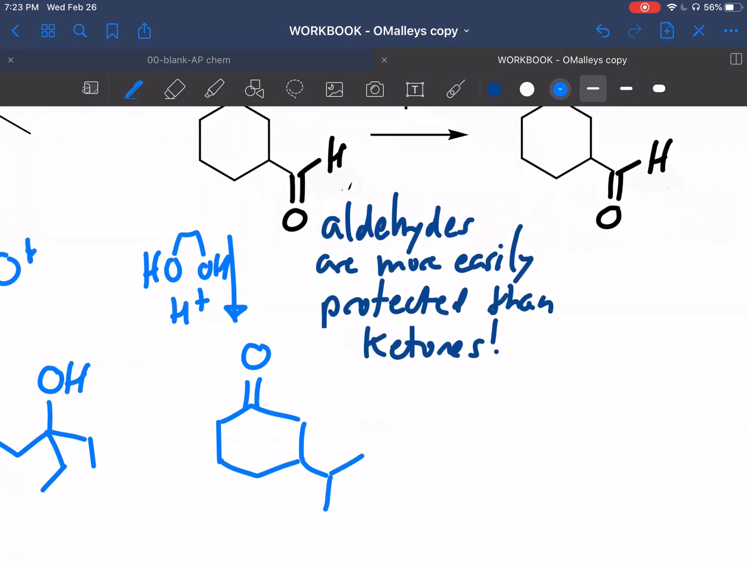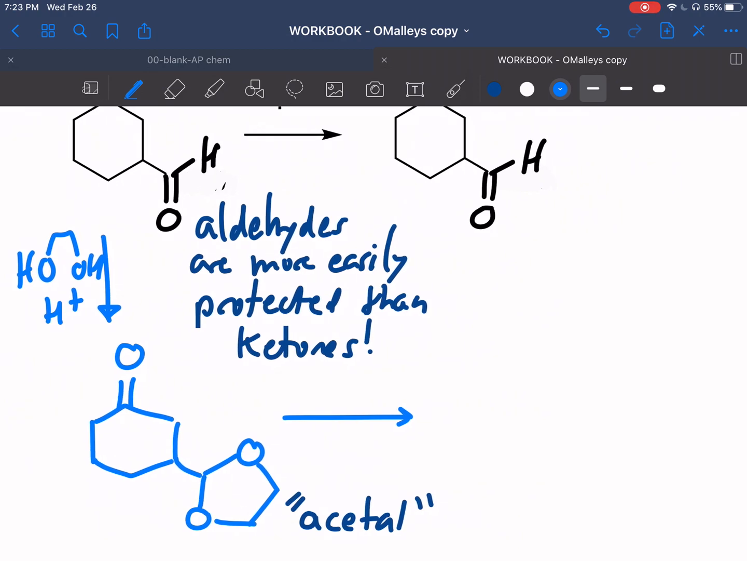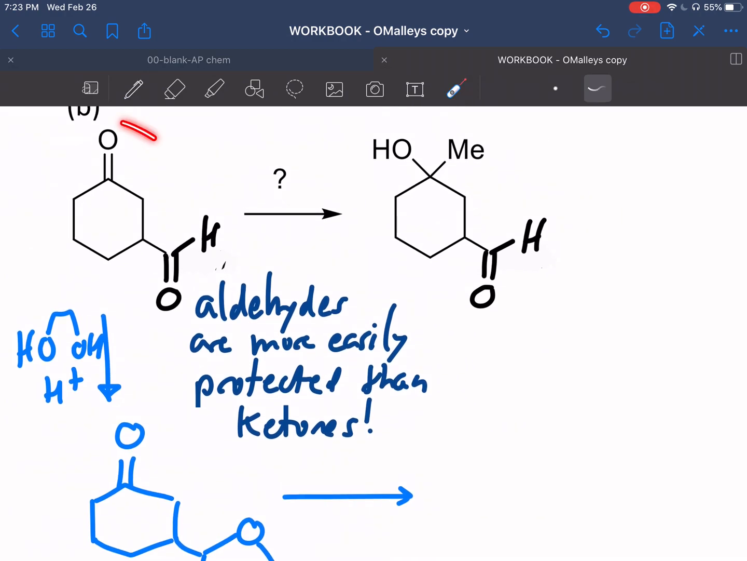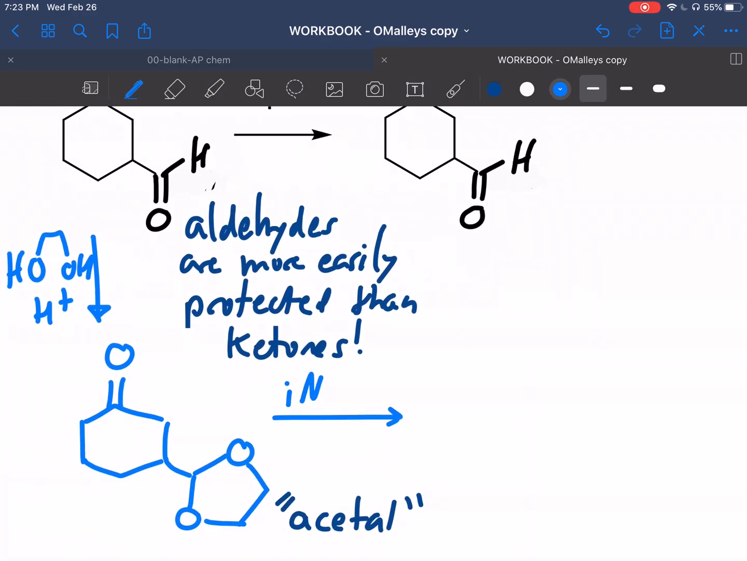Your aldehyde will now become a 5-membered ring that looks like that. This is actually called an acetal because we started with an aldehyde, but it's no different than a ketal. Same type of functionality. They're just even easier to make because aldehydes are more reactive. Then to get the ketone to turn into a tertiary alcohol, it's another Grignard addition. This is only a 1-carbon Grignard, so methyl Grignard, followed by an acidic workup.